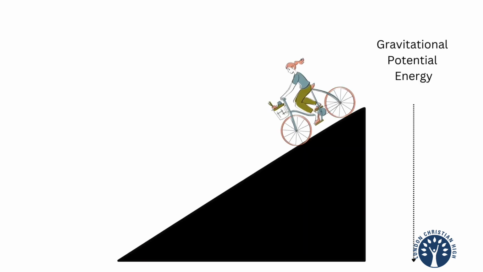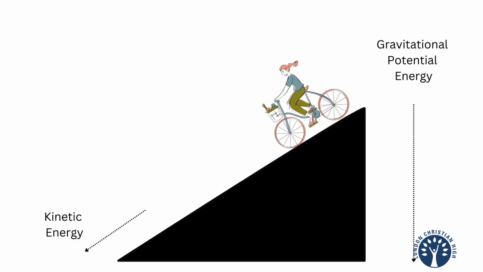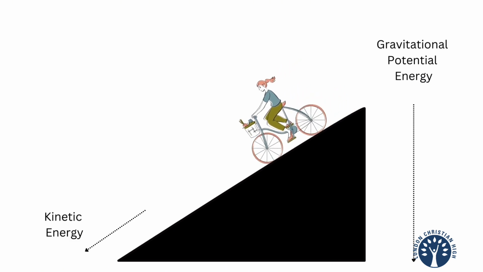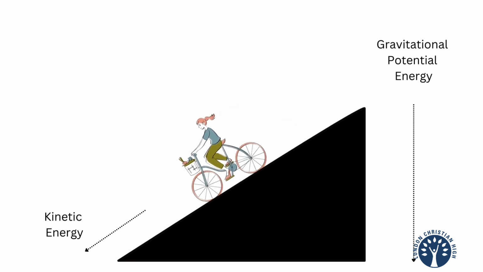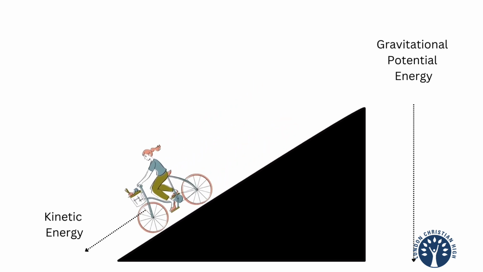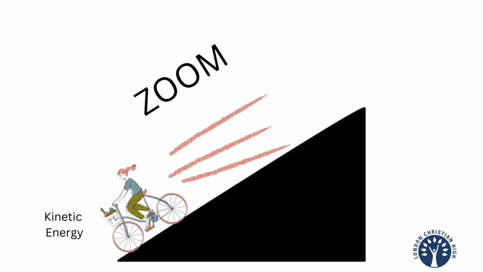Consider a bike at the top of the hill when it isn't moving. All energy in that bike is gravitational potential energy. As the bike starts moving, the energy is composed of gravitational energy as well as kinetic energy. And at the bottom of the hill, all the energy is kinetic energy.